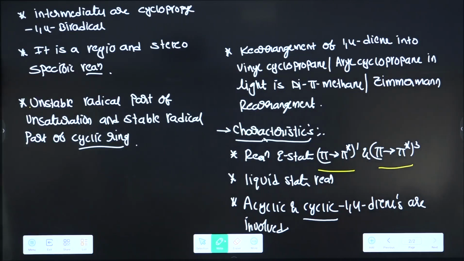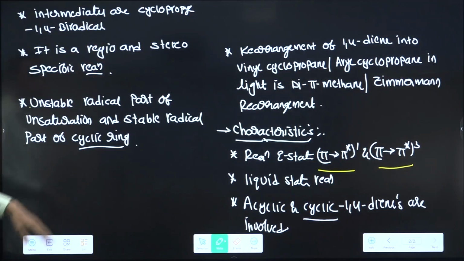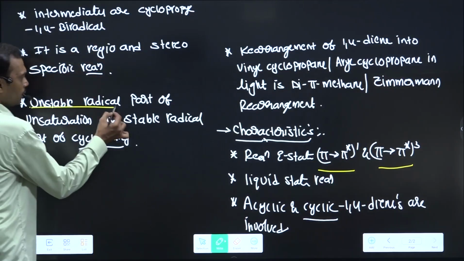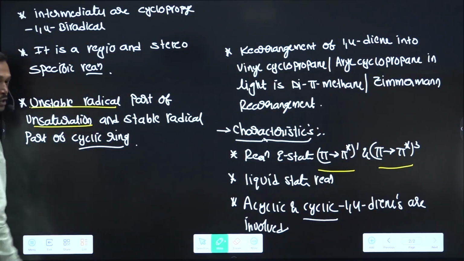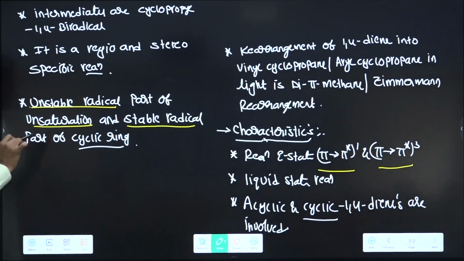You will get a 1,4 biradical. After getting 1,4 biradical, if the two radicals are unstable, whichever is unstable, that unstable will be part of double bond. Unstable radical, part of unsaturation, double bond. Stable radical, part of ring. You will understand by taking mechanism, but right now you remember this statement.